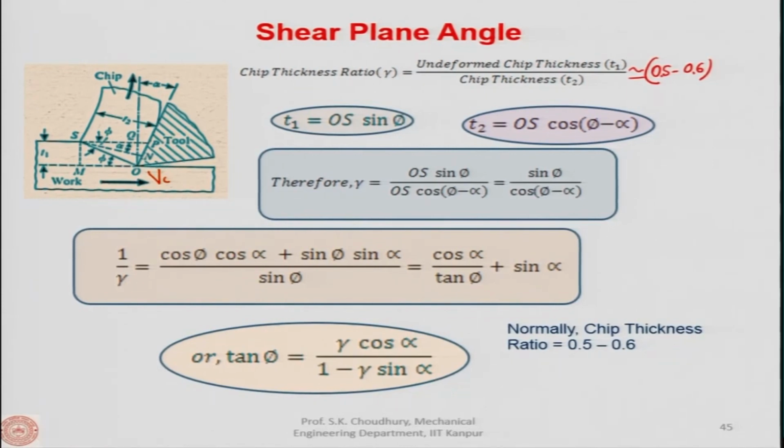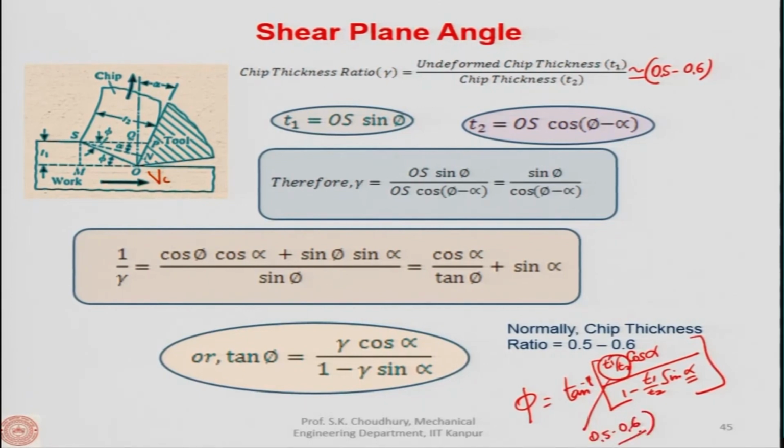Now the phi can be determined analytically: phi is equal to tan inverse of T1 by T2 cos alpha divided by 1 minus T1 by T2 sin alpha. Alpha is known to us because it is the rake angle of the tool that we are using. If we take T1 by T2 as 0.5 or 0.6, which is found experimentally, we can analytically find the value of phi.